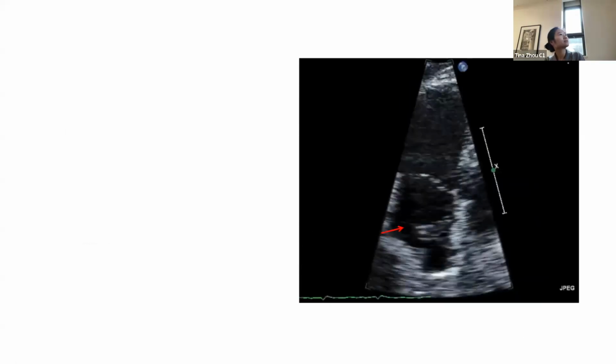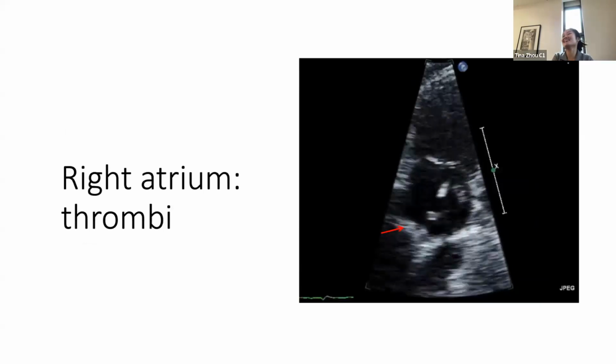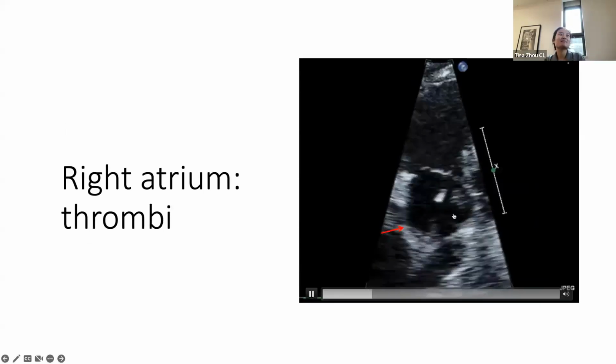What are these? Not crista terminalis. Yes, that's the point. These are actually thrombi, as a comparison.